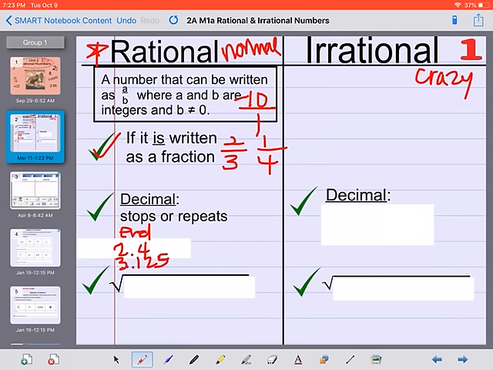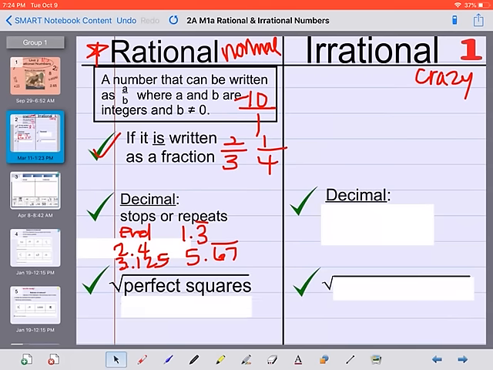And then repeating numbers. Repeating numbers are numbers that have the line above them. For example, 1.3 repeating would mean it's 1.33333 over and over and over again. Or let's say 5.67, and the 6, 7, they both repeat. 6, 7, 6, 7, 6, 7. That's okay as long as it's repeating.